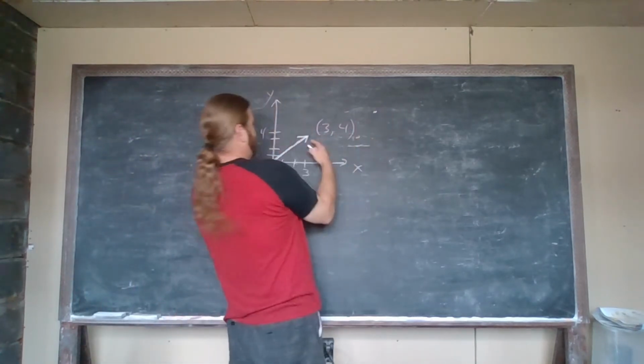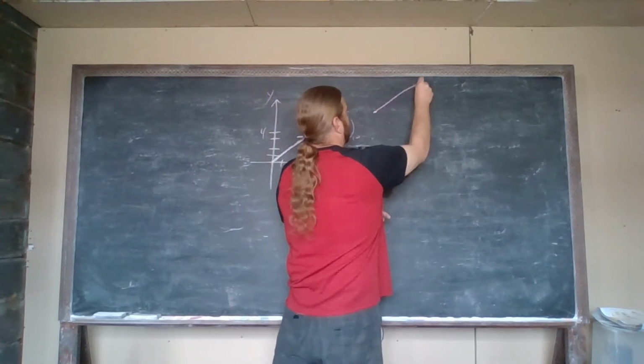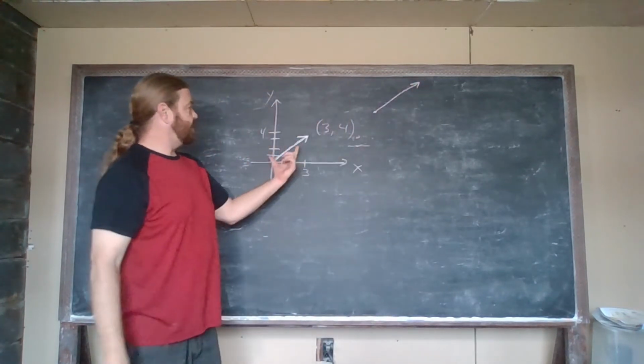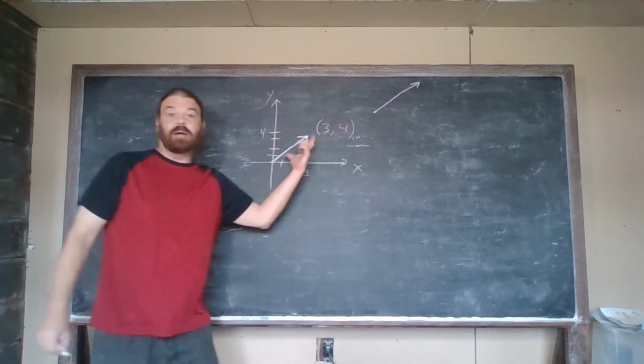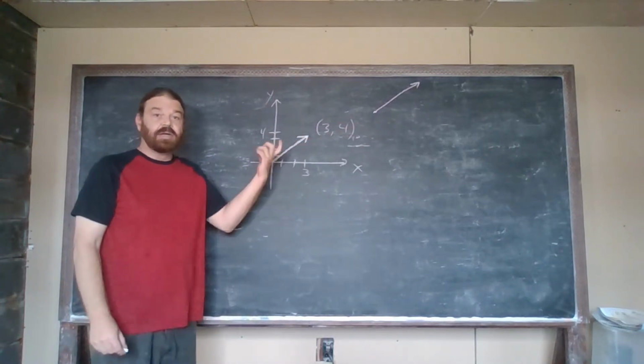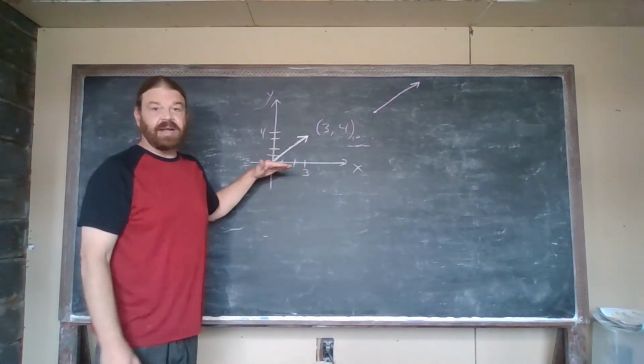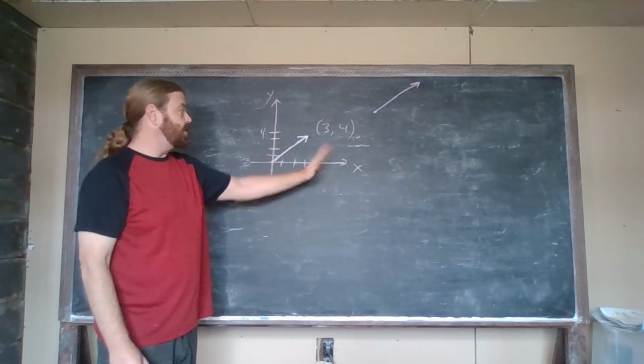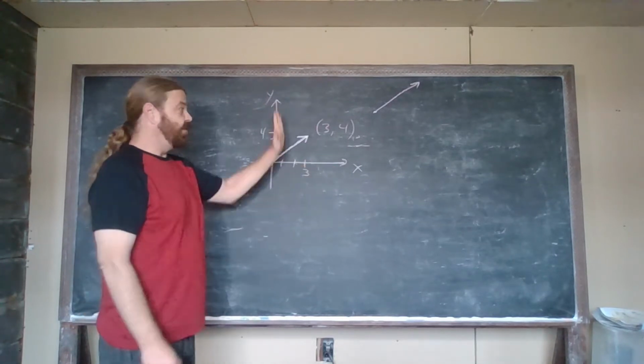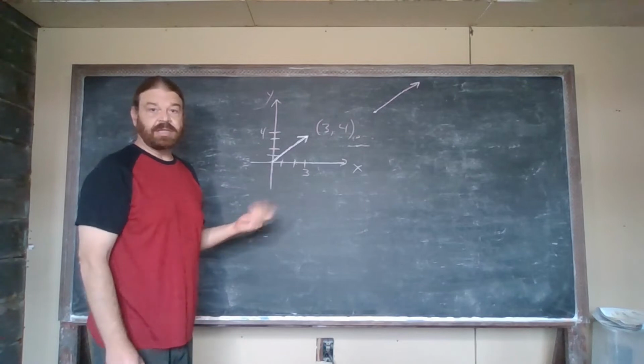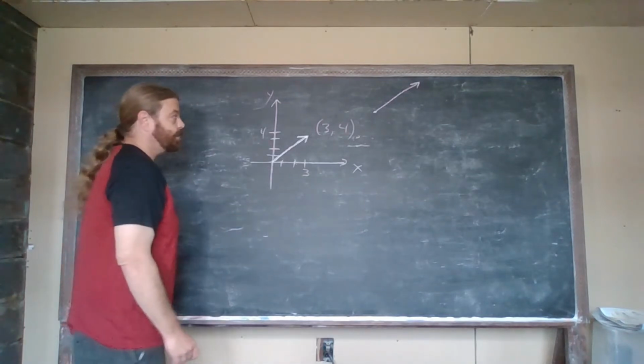Start over here, and that arrow still encompasses the same information it does here. So that's the vector. It's the vector that points 3 horizontal units and 4 vertical units in 2-dimensional space.